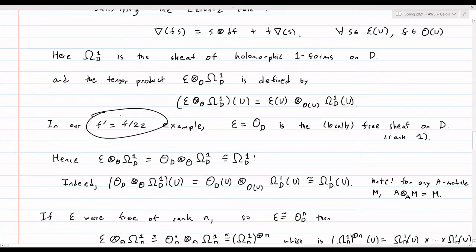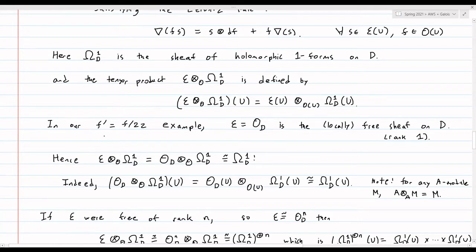So this is the differential equation we started with. My locally free sheaf is just the holomorphic functions on D. So this is a locally free sheaf on D. In fact, it's just a free sheaf on D, and its rank is equal to 1, right? So n is equal to 1 here.